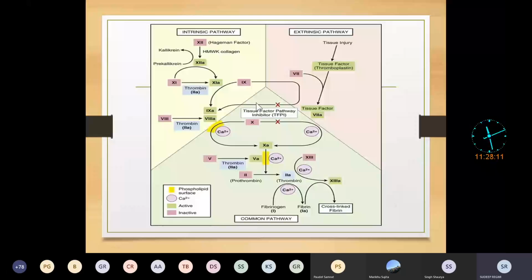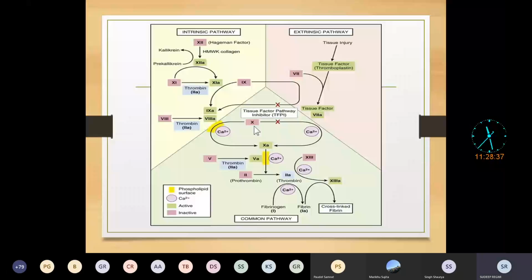In the presence of a cofactor, calcium and phospholipid, it will be changed into an activated factor. Now we can see here the coagulation cascade, where we have the intrinsic pathway and the extrinsic pathway, and both will culminate into a common pathway. This is the common pathway. In between there is factor 10. Both the intrinsic pathway and the extrinsic pathway will converge into the common pathway.